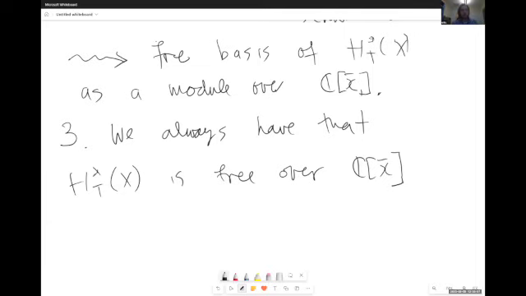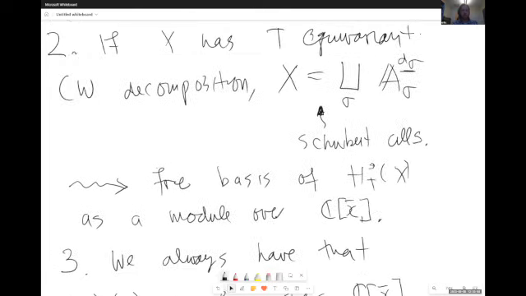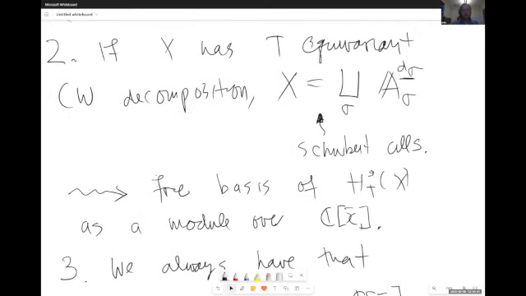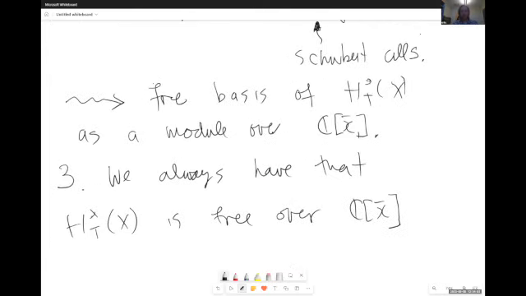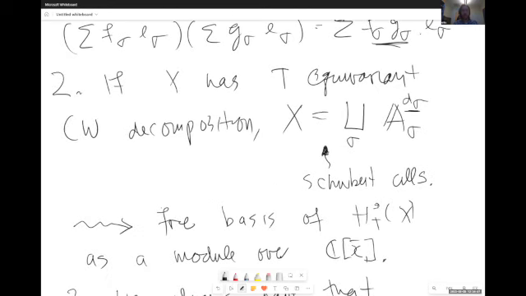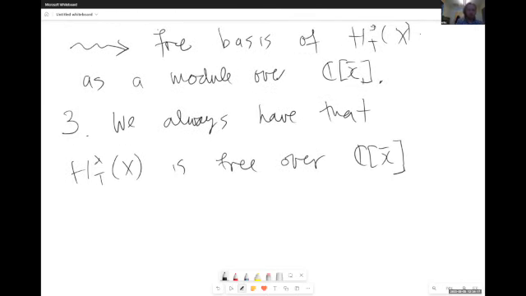So we always have that H_T star of X is free over the x variables. But if we happen to have a T-equivariant CW decomposition, then we get an explicit basis that generates that thing as a free module. But whenever X is a GKM space, this is always free over C of x.